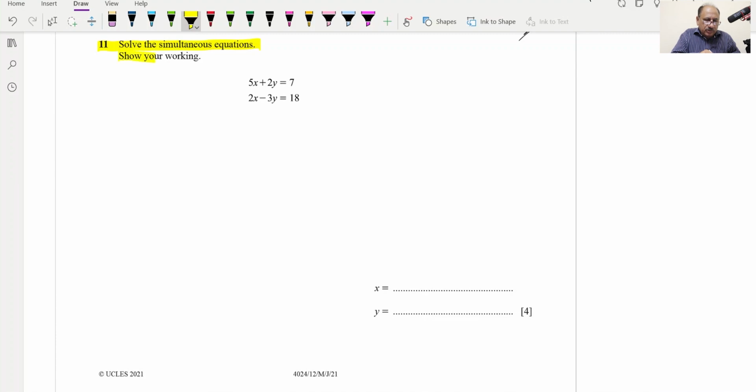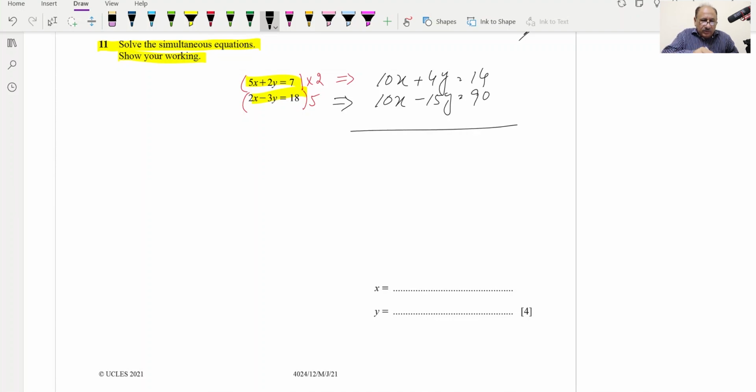Solve the simultaneous equations. Show your working. These two are the simultaneous equations. To equalize the coefficient of x, we can multiply the first equation by 2 and the second equation by 5. And this implies the first equation will change to 5 2s are 10, so 10x plus 4y is equal to 14. And the second equation will change to 5 2s are 10, so 10x minus 15y is equal to 18 multiplied by 5, which will be 90. So over here will be 90.